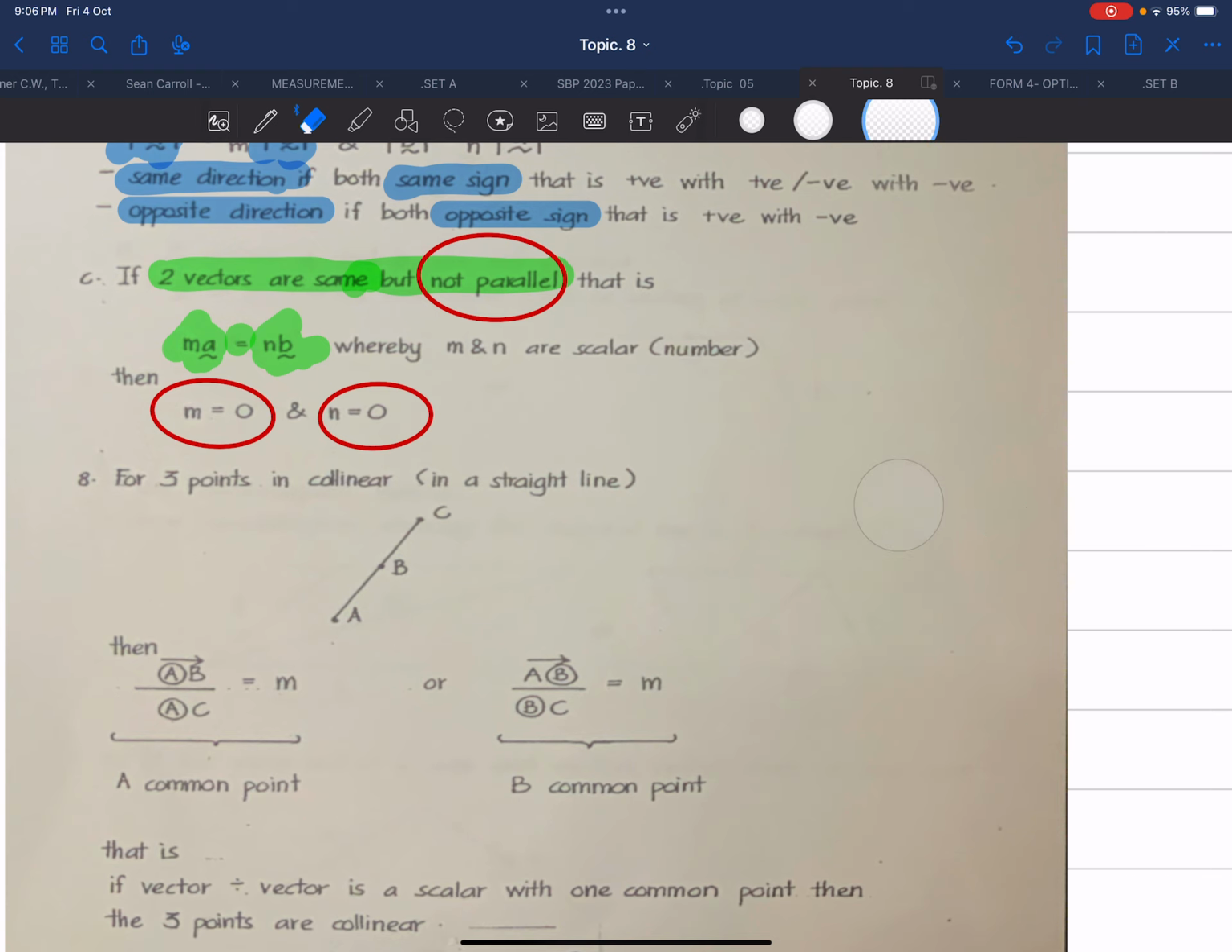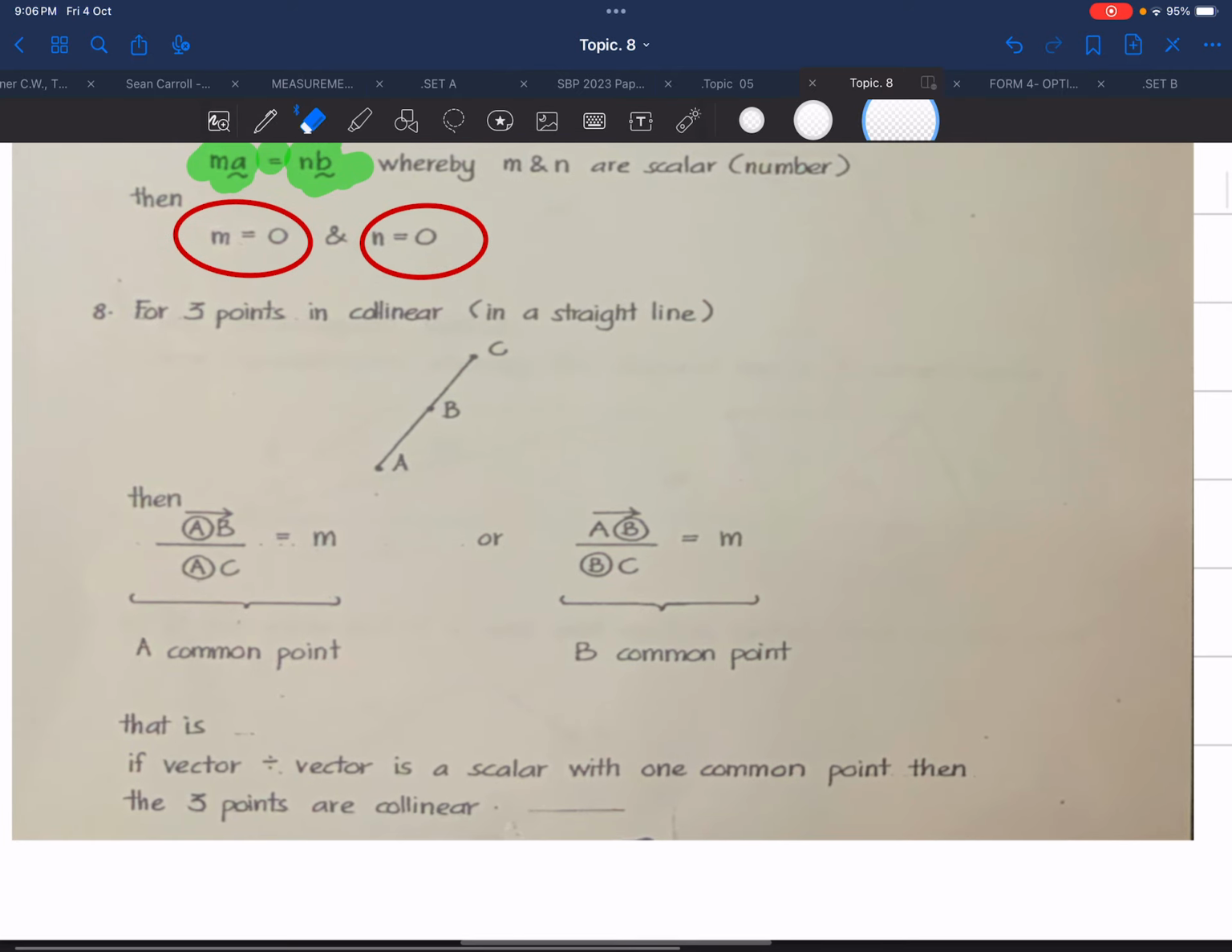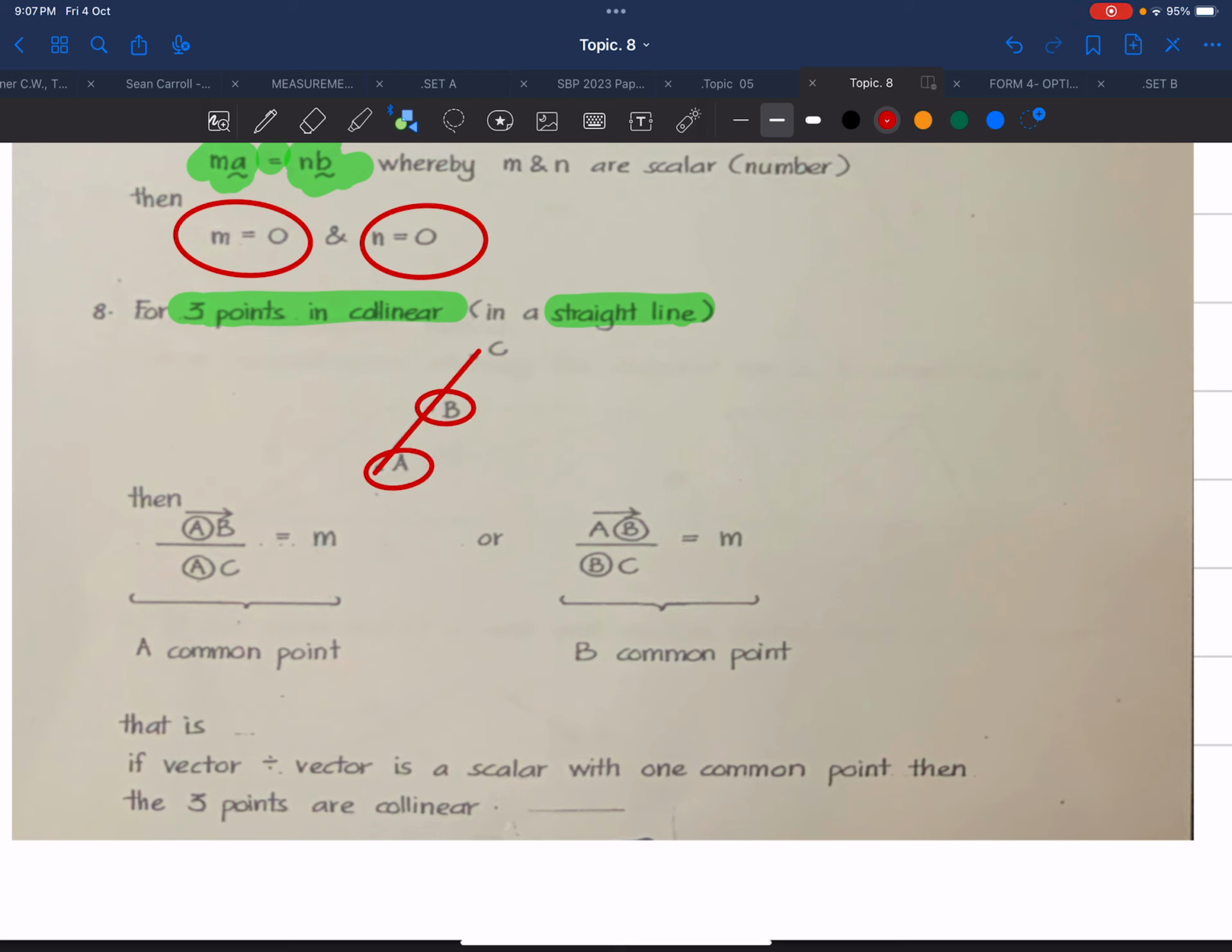We continue. Now we look at 3 points in collinear. The word collinear means straight line. I have a line with the points A, B, C. If they are collinear on the same line, that means I take a vector AB and then I divide by vector AC. With the common point A, up and down must have a common point. It will become a number.